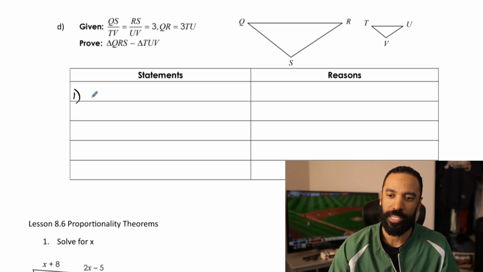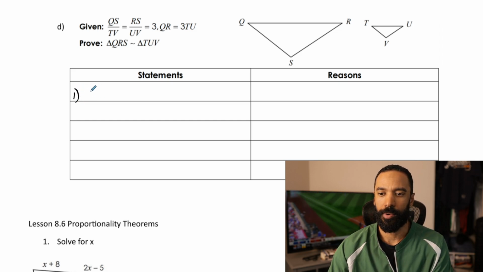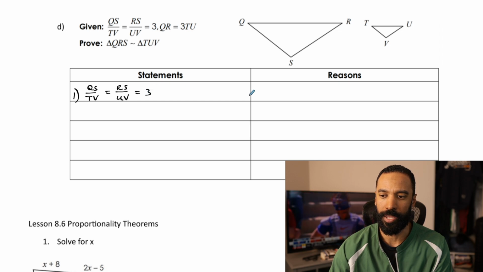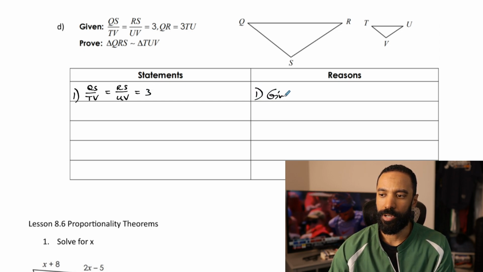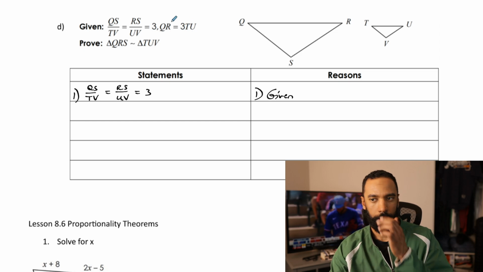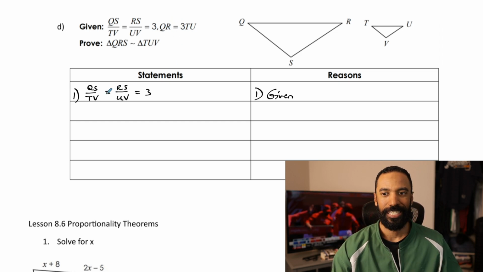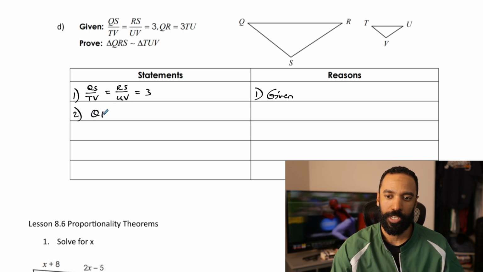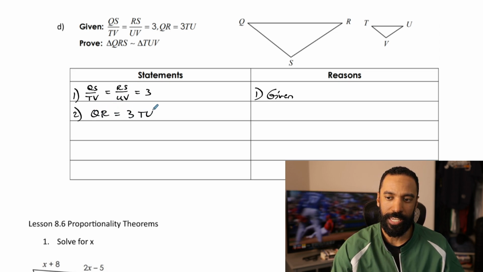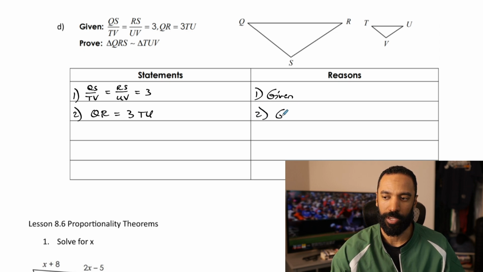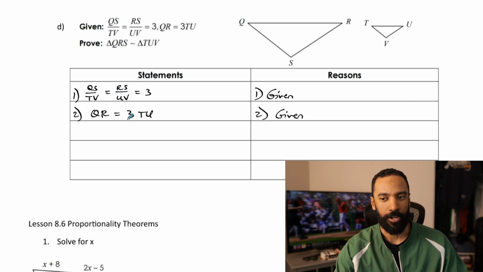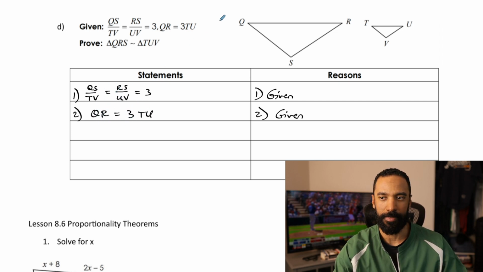Now, I will begin with the given. Let's start with QS over TV equals RS over UV equals 3. Now, I don't know. There are 5 statements. I don't know if they want this to be its own statement. I kind of want it to be its own statement. If I need to draw a 6th thing, I will. So QR equals 3TU. That means 3 times TU, by the way. That's also given. Now, there's nothing I can really do with this, right? I'll keep them settled. What I do want to show is that this shares the same similarity ratio.